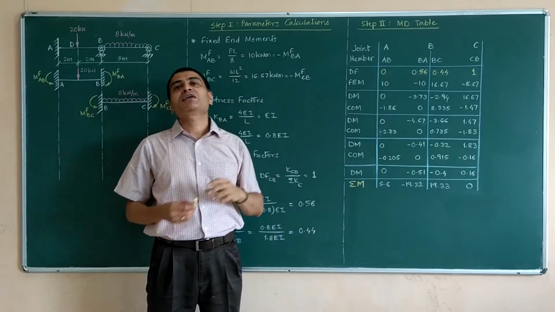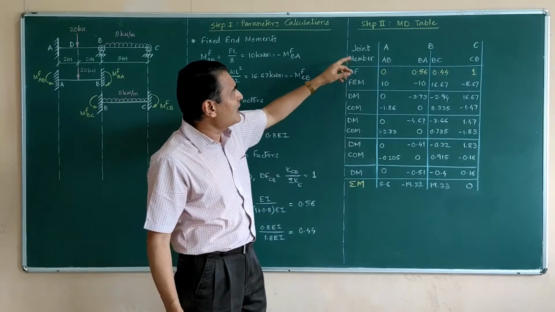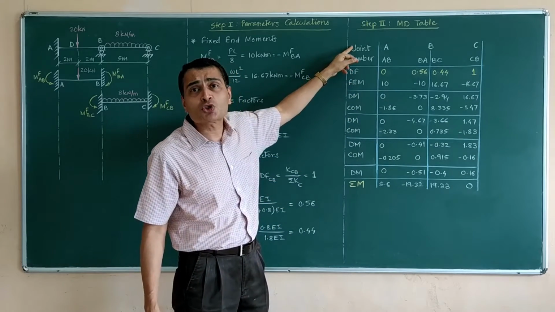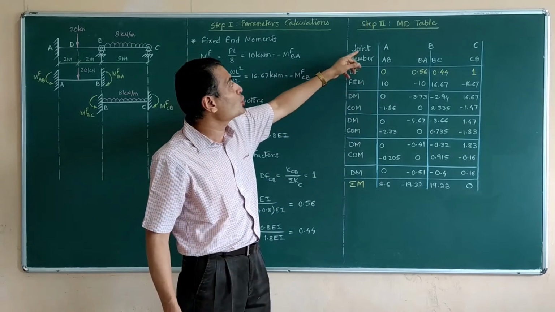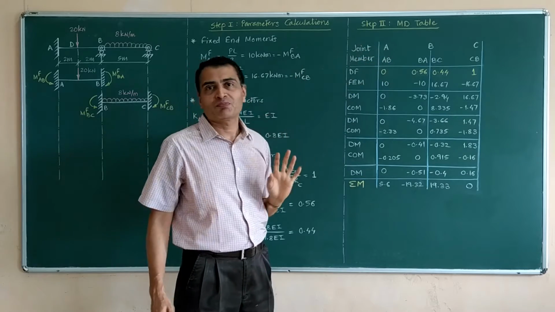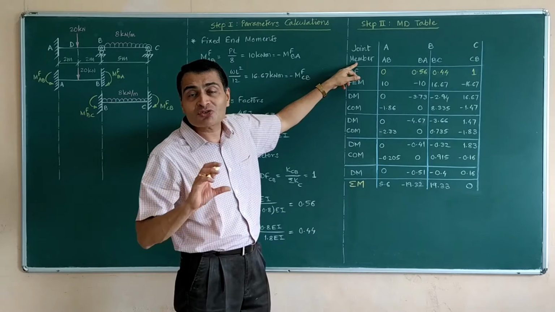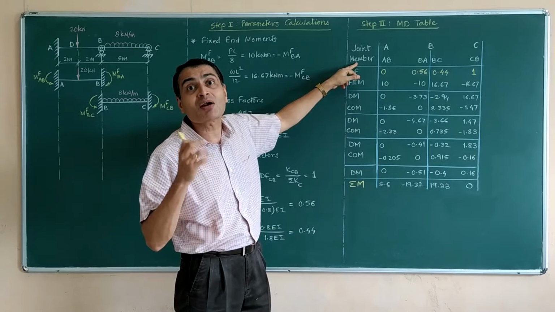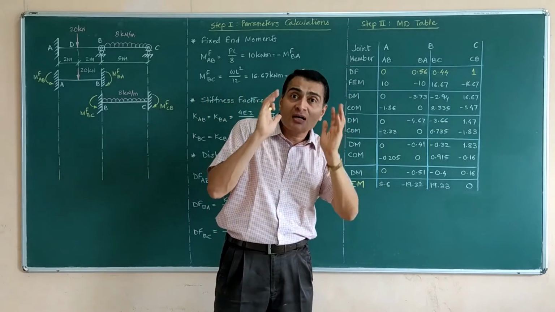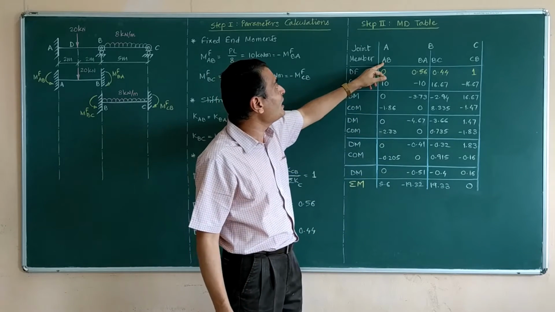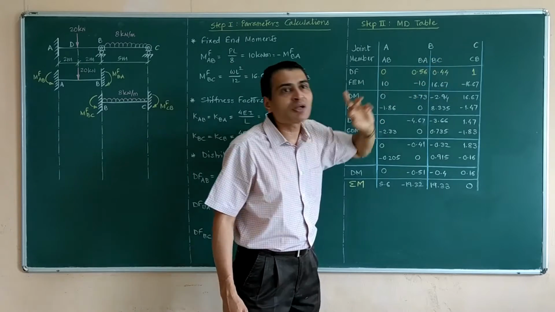Step 2, I am writing MD table, that is moment distribution table. I start with my first row, that is joint. Initially we are just compiling the data, putting it together. So joint A, B and C. Below that, members. We are discussing members because AB and BA, when it comes to end moments, are different. As a span, as a member it's same, but M of AB, M of BA are different ideas. So I am writing at A member AB, at B member BA and BC, at C member CB.